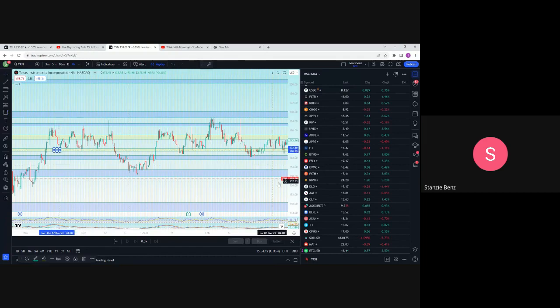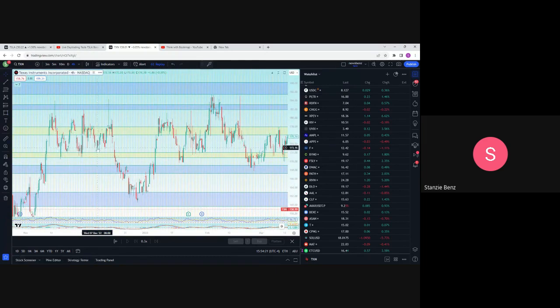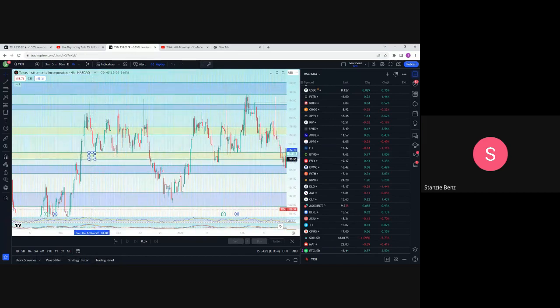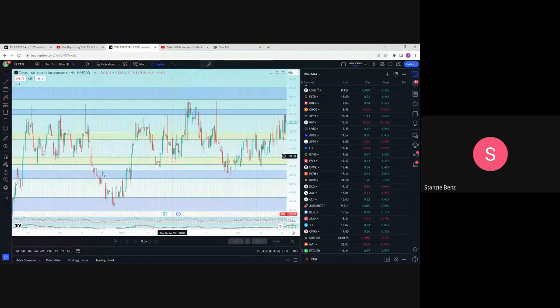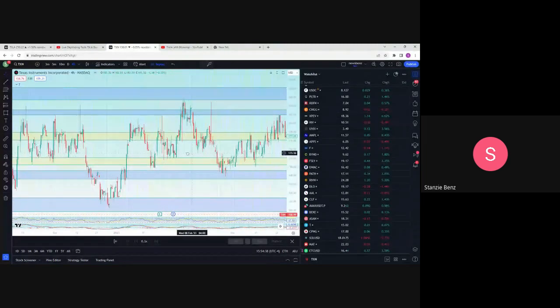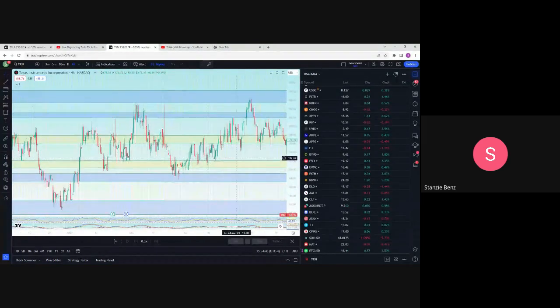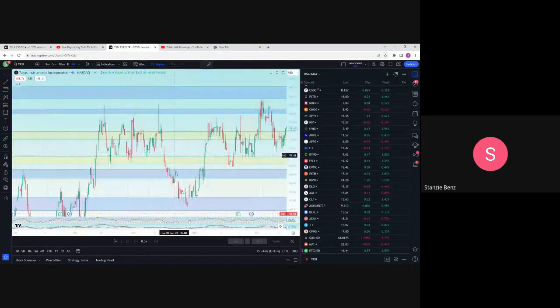Okay, so I want to cover all these bounces. This went all the way down here. Oops, I moved the zone. And I want to make sure that every bounce is at least touching the zone in this area. Touch, touch, touch, touch. Yeah, this looks good enough for me.